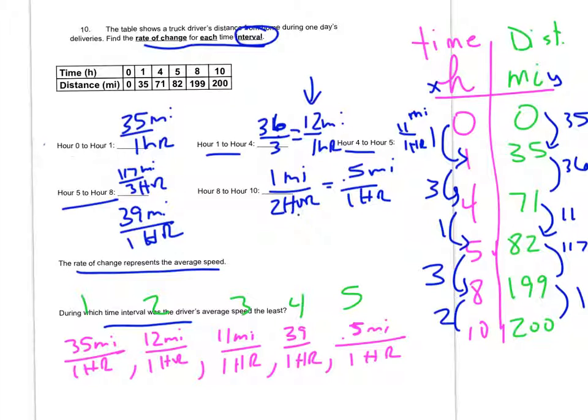Out of all those, notice that this one is a half a mile in 1 hour. Whereas the next lowest was 11 miles in 1 hour, then 12 miles in 1 hour, 35 miles in 1 hour, and then 39 miles in 1 hour. So which one is really the smallest? Now, you didn't really go very far if you went half a mile in 1 hour.